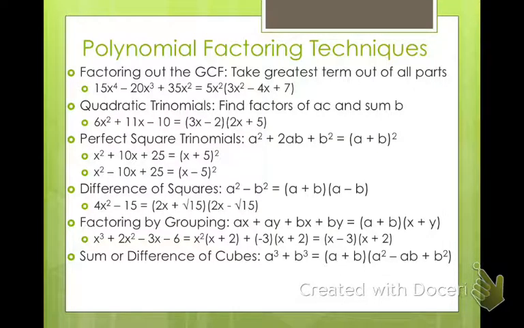And the sum or difference of cubes. This one is just kind of tricky, and you're just going to have to learn it. If you have a cubed plus b cubed, one of your factors is a plus b, and your other factor is a squared minus ab plus b squared. So here's one of those, 8x cubed plus 1. The cube root of 8 is 2, so 2x plus 1, the cube root of 1 is also 1, and that leaves you with 4x squared minus 2x plus 1.